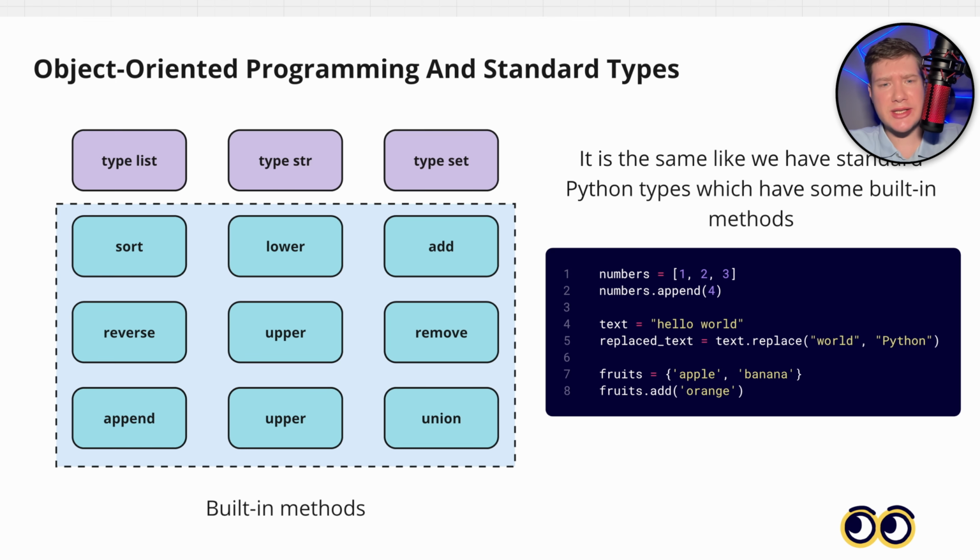When we try to create our own custom types, it's the same as with standard Python types, which have some built-in methods, like lists, strings, or sets. We have a lot of built-in methods such as sort, upper, remove, add, lower, union, etc. And our task in object-oriented programming is to create our own types and our own methods to work with.